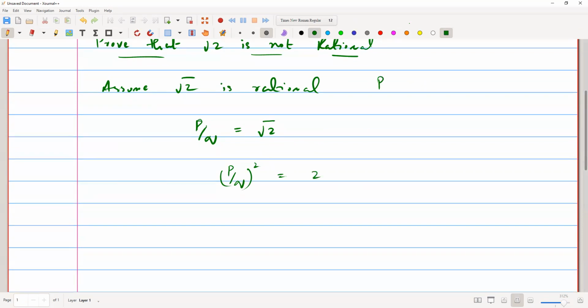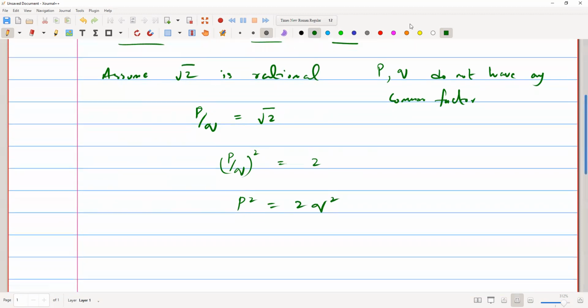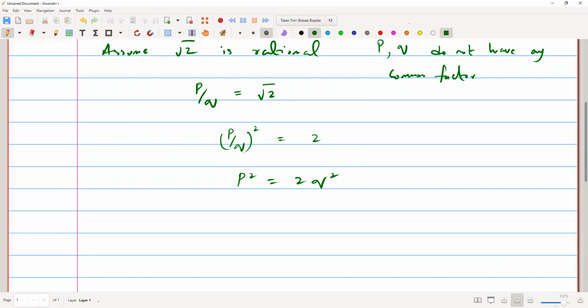So p and q do not have any common factor. This is our assumption. Now we can see that p square equals 2q square, which shows that p square is a multiple of 2, right? It's 2 times some other number, that is, q square is also an integer. So p square is divisible by 2 because it's a multiple of 2.